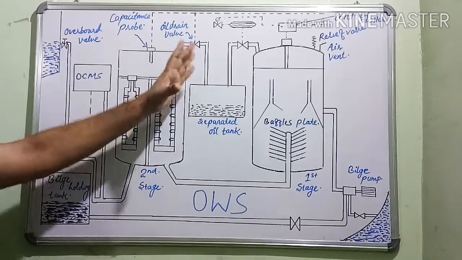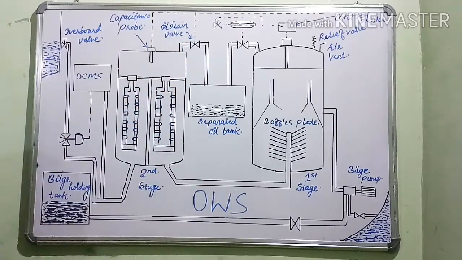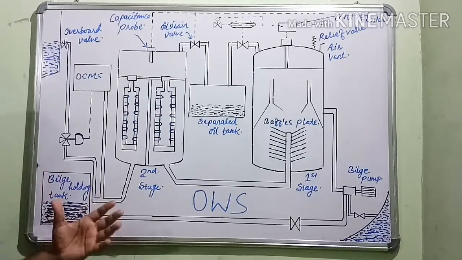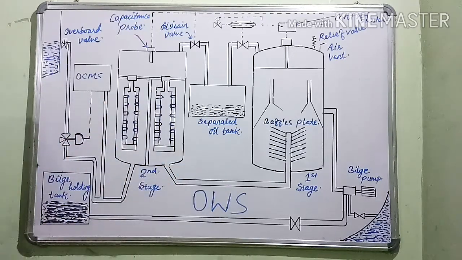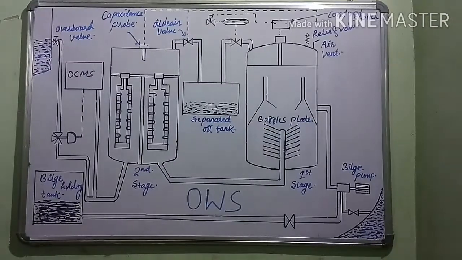So this is our oily water separator. What is an oily water separator? As the name indicates, the function of the oily water separator is to separate the maximum amount of oil particles from the water to be discharged overboard from the engine room or cargo hold, bilges, oil tanks or other oil contaminated spaces. It separates oil and water from each other. This is about the definition of the oily water separator.